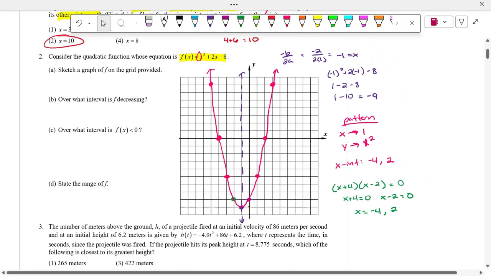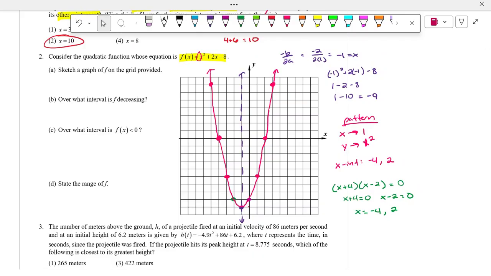Now, why is all this important? Because it helps us answer the next questions. So if I ever ask you to graph one on your own, you always need to find the x-intercepts, the y-intercept, the vertex, and the axis of symmetry. Now, key features. Over what interval is f decreasing? So what does that mean?